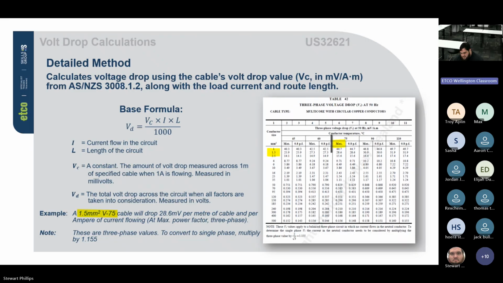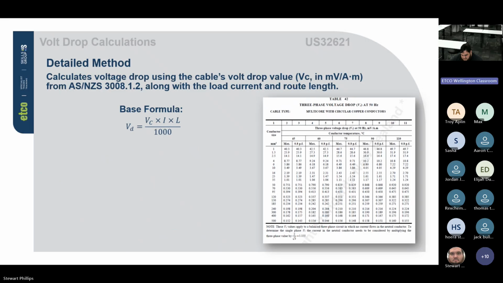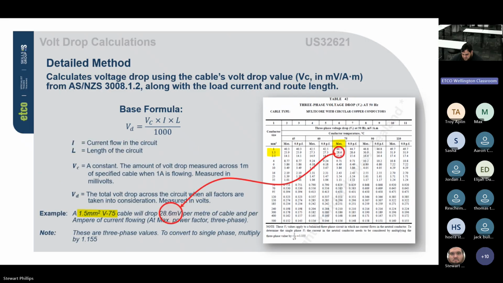Cool. So yeah, we talked about 1.5 V75 cable, 28.6 millivolts per meter. And just like so, to convert to single phase, we multiply by 1.155.